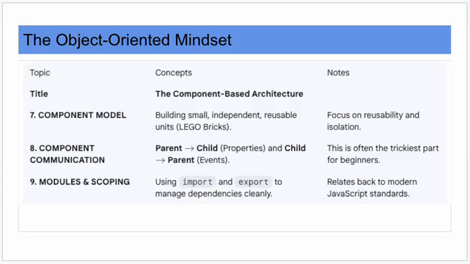LWC promotes a component-based architecture. This is where you shift your thinking from building one massive page to building small, reusable, isolated units. Seventh, the component model. Think Lego bricks. Each LWC component is an independent, self-contained unit with its own HTML, CSS, and JavaScript. You combine these smaller components to build larger, complex applications.